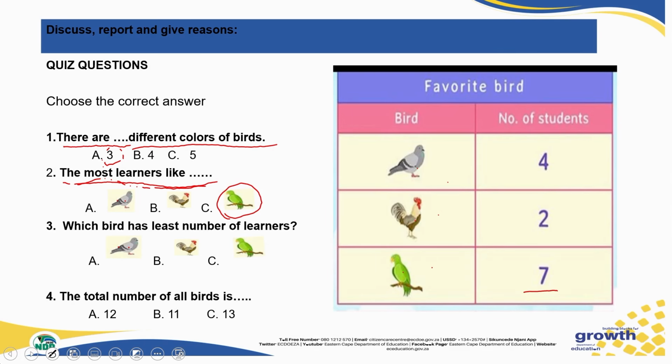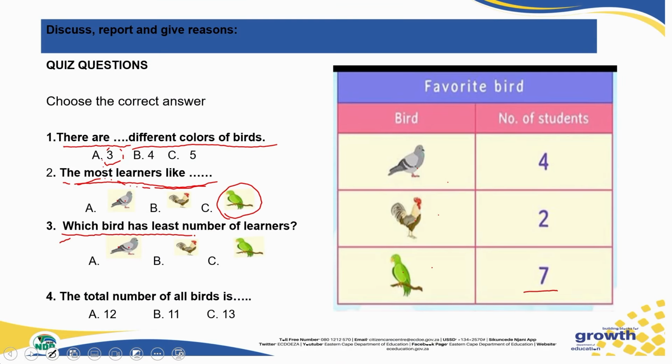Let us move to our third question. Here is our third question. Which bird has least number of learners?